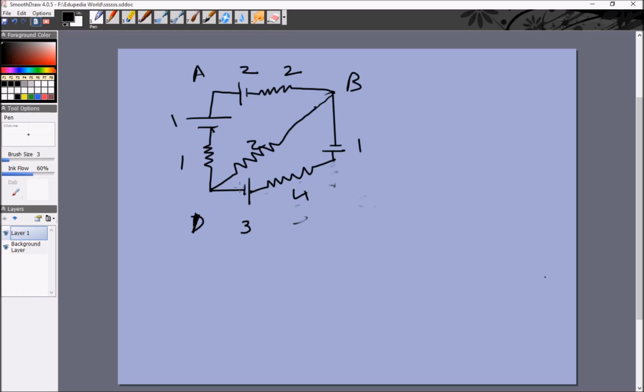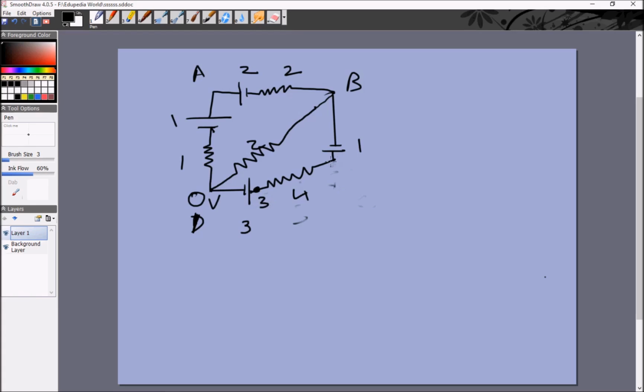So I see that there's a negative terminal here, negative terminal here. So it makes sense for me to take this to be 0 volts. Right? Once you get this question down completely, you can just try to take this as 0 volts and try to solve it, and I'm sure you'll get the same answer. So if I take this to be 0 volts, this is 3 volts.